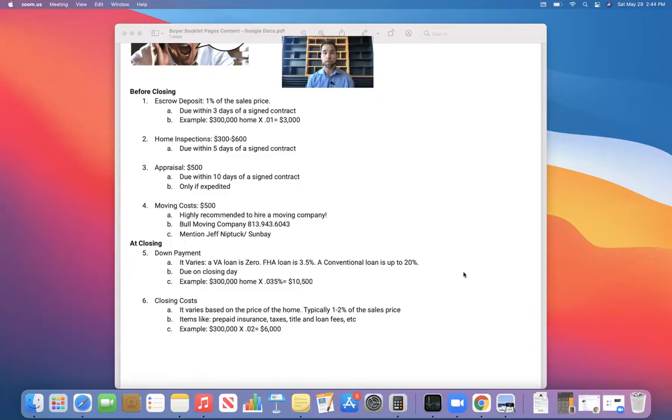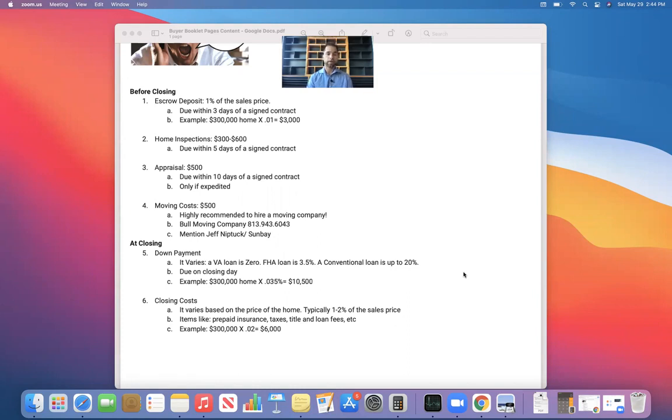Now, the appraisal, $500, due within 10 days of a signed contract. This isn't always the case. Most of the time, your appraisal would be paid as a closing cost. However, if time is of the essence and we need to expedite and order an appraisal as soon as possible, there may be a fee incurred early.